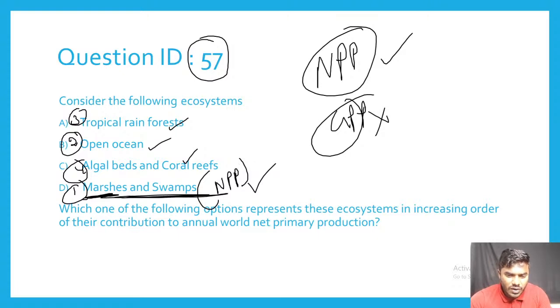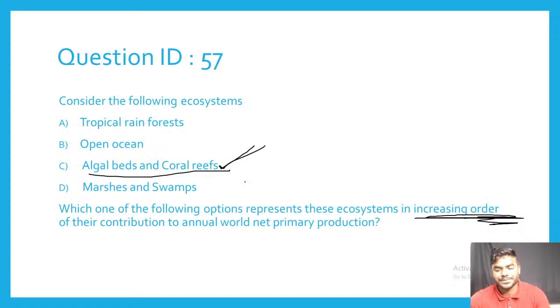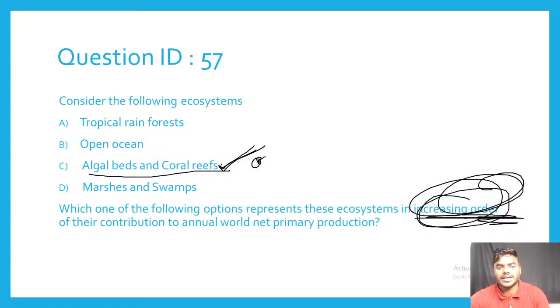Oh yes, the increasing order only, they said. Sorry. They have asked in increasing order. Algal beds and coral reefs. Correct. I'm so sorry. Answer C is the correct one. Sorry, I did not see the increasing order. Correct, C is correct. Algal beds and coral reefs.